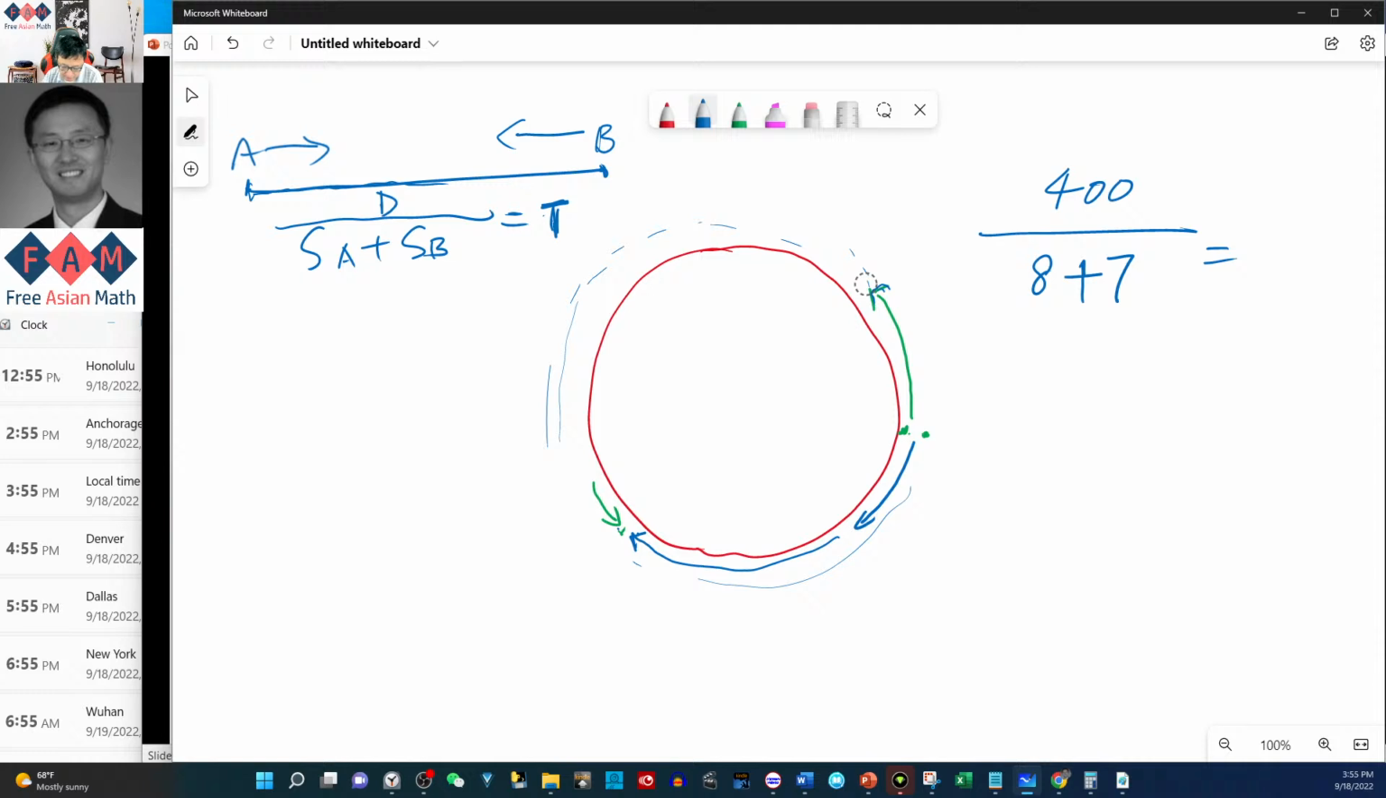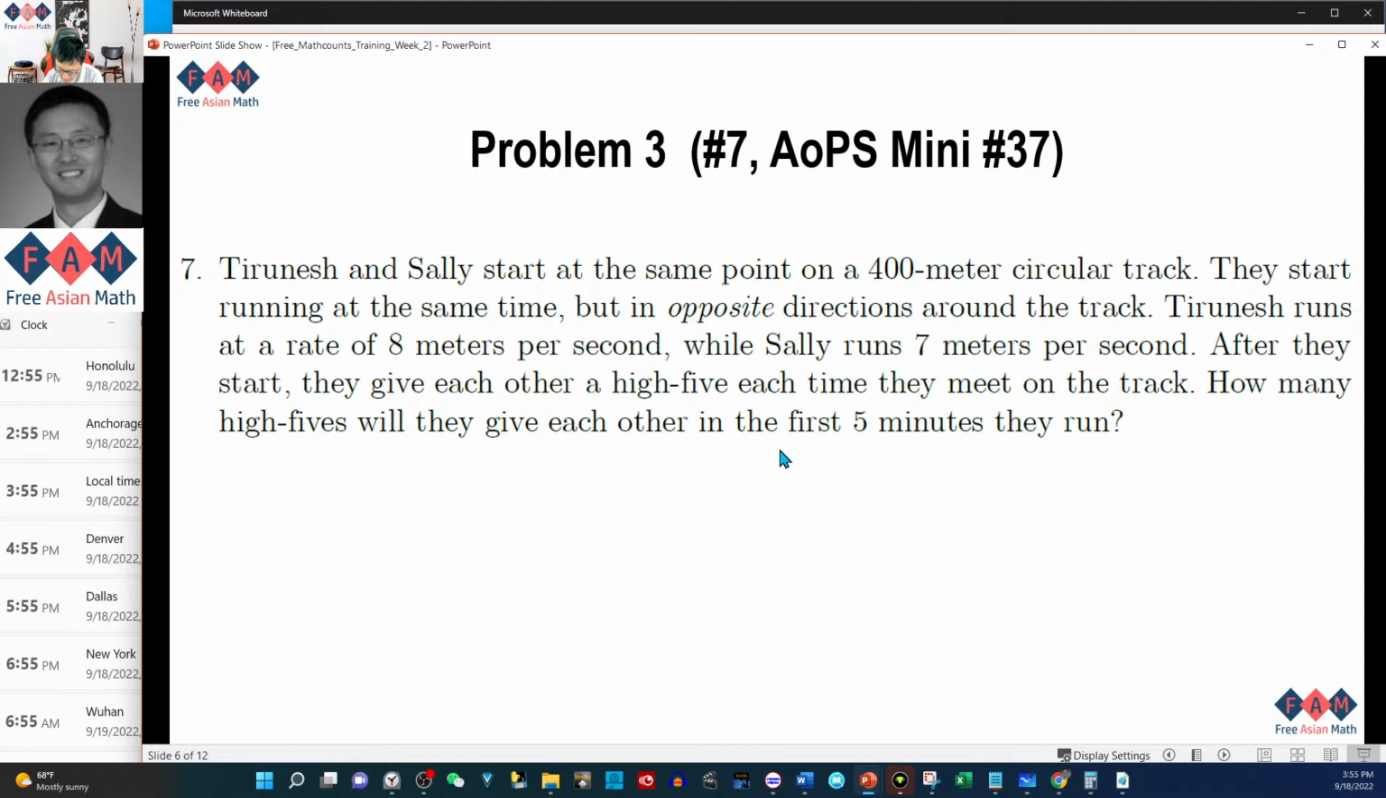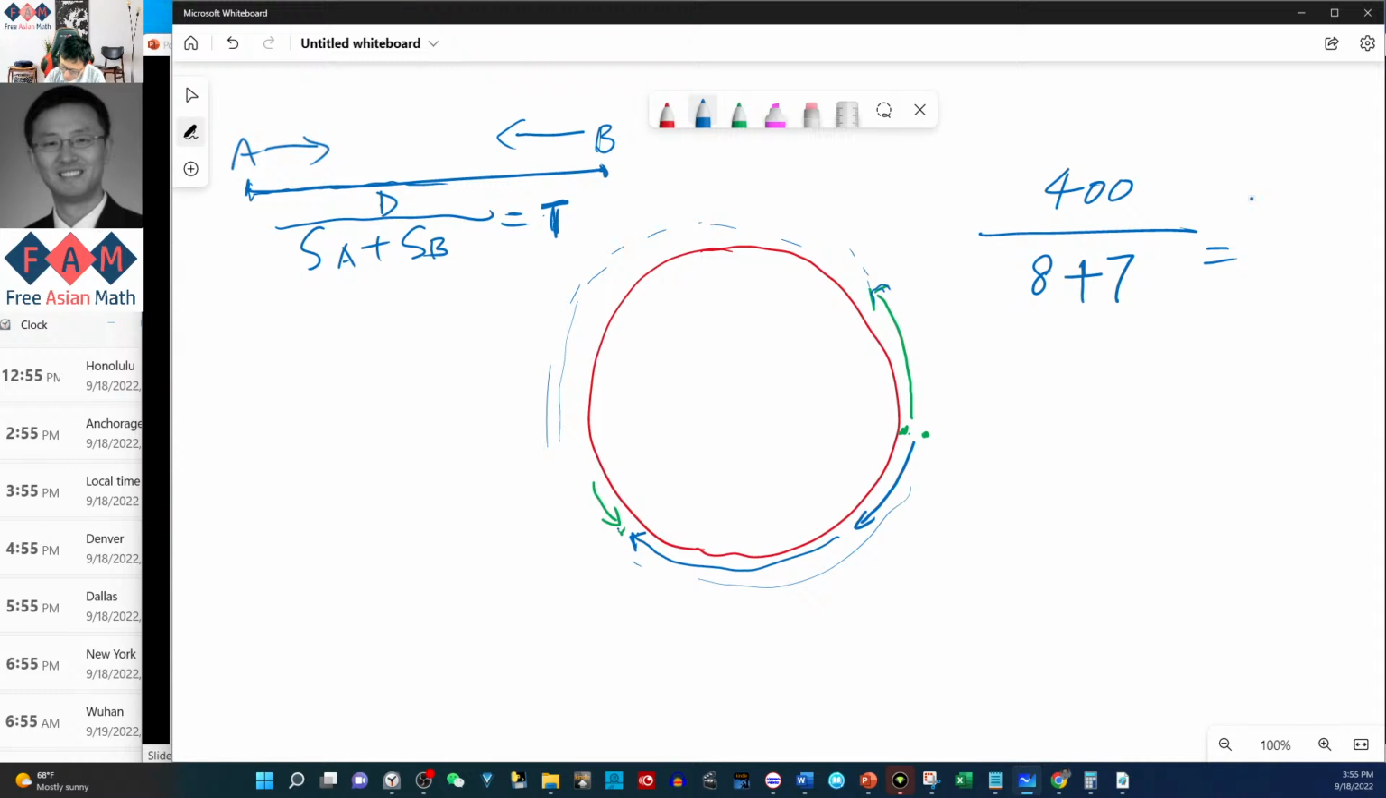The problem is that they will keep doing this, right? So in how many minutes? In 5 minutes. So that means that it takes this much time, which is 400 over 15. We can simplify it a little bit. It would be 80 over 3. And remember, this is seconds. This many seconds for them to meet once.